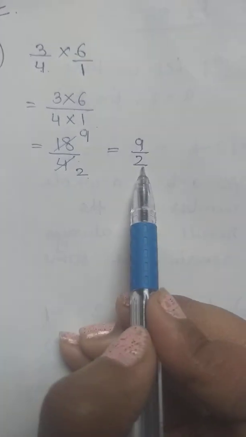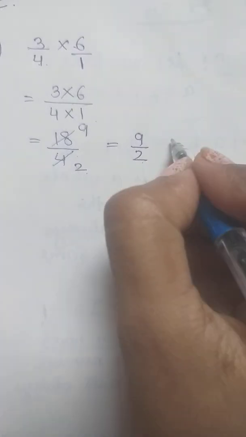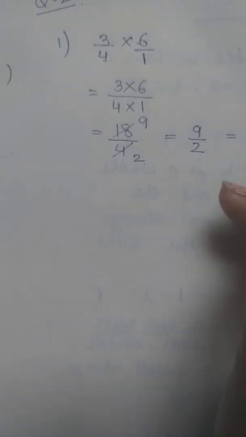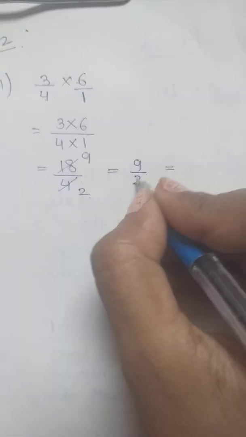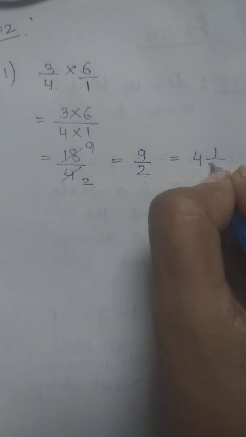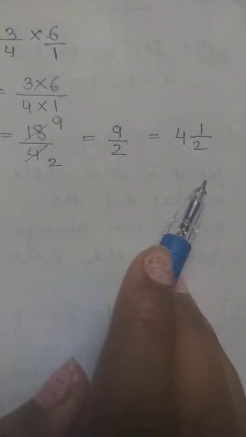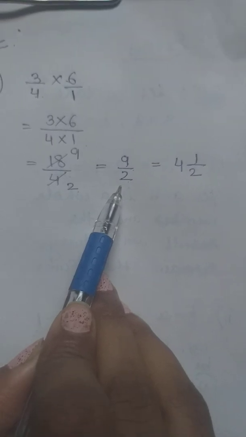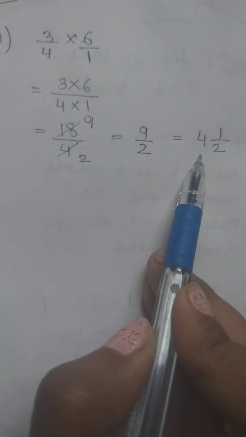When you get 9 by 2, you can see the numerator is greater than the denominator. So in this condition, convert into a mixed fraction, that is 2 4s are 8, 1 by 2. This is the answer: 4 1 by 2. Why 4 1 by 2? Because it is an improper fraction, convert it into a mixed fraction.